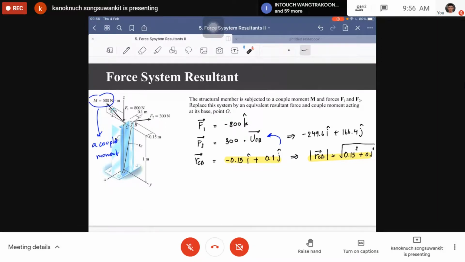Now the forces F1 and F2 use point C as a rotation point. But this question wants you to find the moment acting at the point O. So we have to use the equivalent system to move the forces from points C and B to point O. By moving the force, it will produce a couple moment.